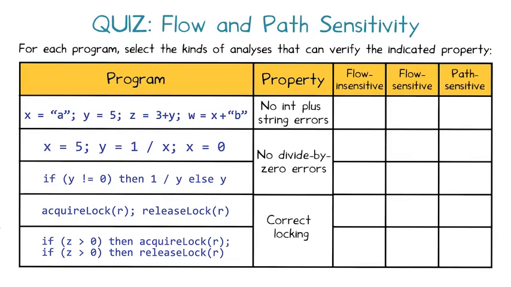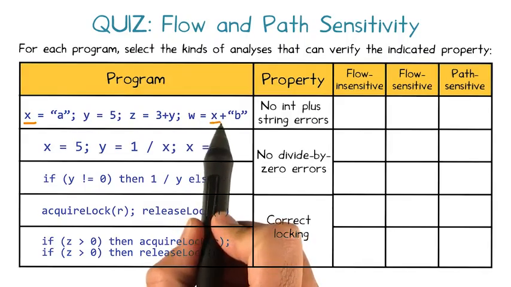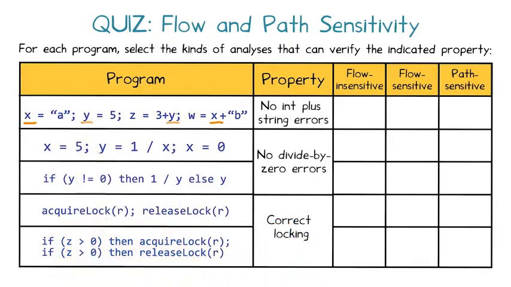For this question, allow the analysis to assume that each variable is defined before being used, which is indeed the case for this program. For the second and third programs, the property to verify is that there are no divide by zero errors. The second program consists of 3 statements executed in the following order. X is assigned 5, Y is assigned 1 divided by X, and X is assigned 0. The third program consists of an if-then-else expression. If Y does not equal 0, then 1 is divided by Y, else Y. Note that the variable Y may have any integer value at the start of the program.